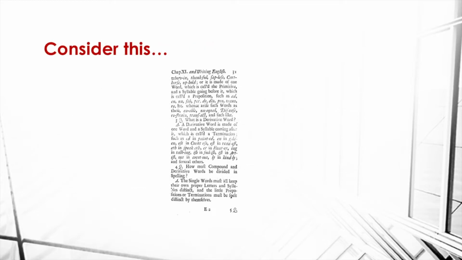Consider this. This is from a 10th edition of a grammar textbook. It was released in 1722, so if it was the 10th edition, it's at least from 1702. It's pre-independence, of course. And it says, a derivative word is made of one word and a syllable coming after it, which is called a termination, such as ed in painted, en in golden, ess in countess, est in readest, eth in speaketh, ish in foolish, ist in artist, ous in covetous, ly in kindly, and several others.